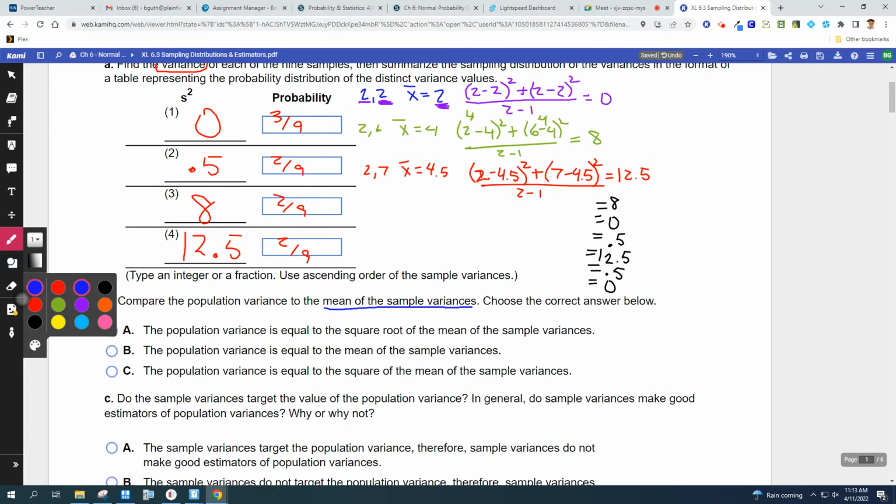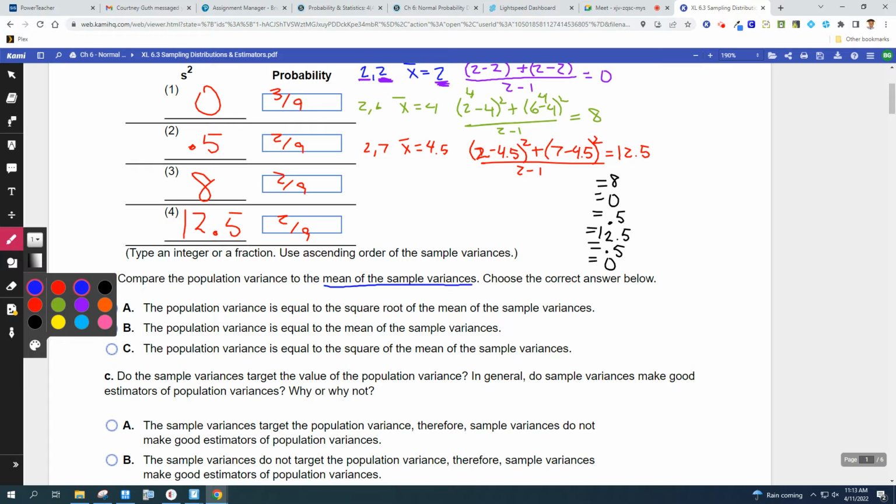So your numbers were 0, 8, 12.5, 8, 0, 0.5, 12.5, 0.5, and 0. There are 9 of them. So we're going to add those up and divide by 9. And just trust me on this, I get approximately 4.667. Okay, that is the mean of the sample variances.